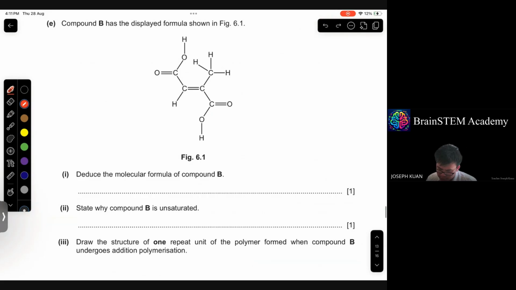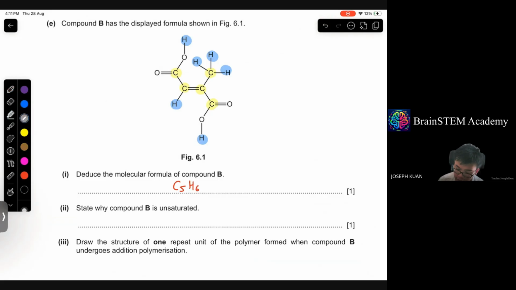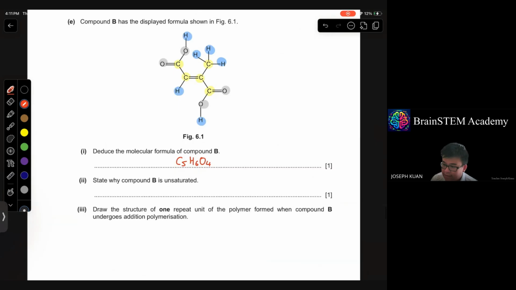Next question. Compound B has the display formula shown in the figure. Deduce the molecular formula of compound B. Well, you just have to count. So here we see a total of 1, 2, 3, 4, 5 carbon atoms. We see a total of 1, 2, 3, 4, 5, 6 hydrogen atoms, and a total of 1, 2, 3, 4 oxygen atoms. So C5H6O4.